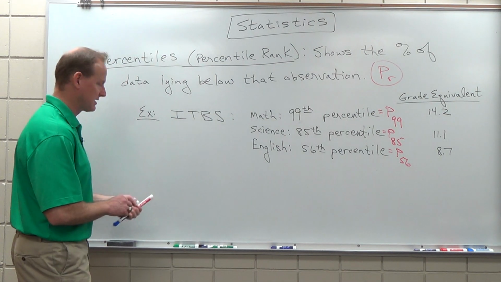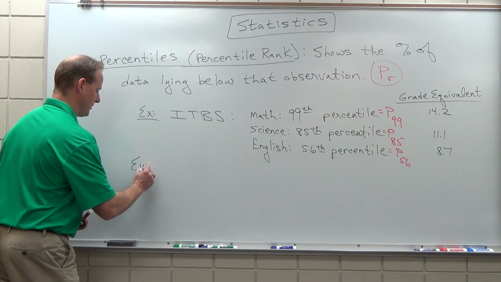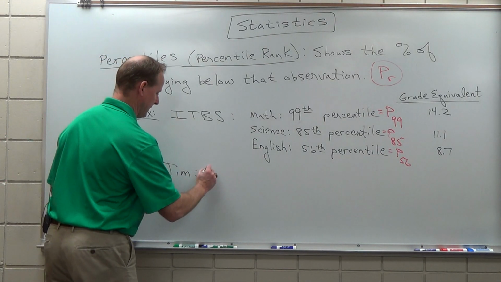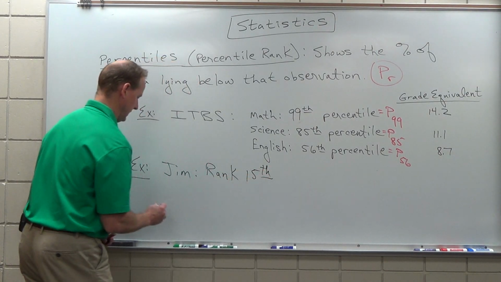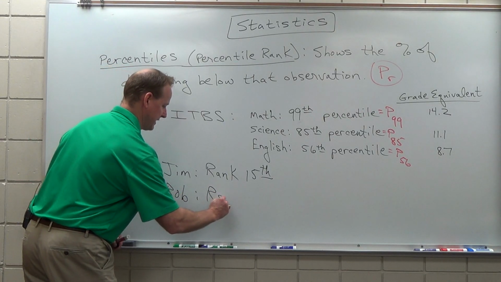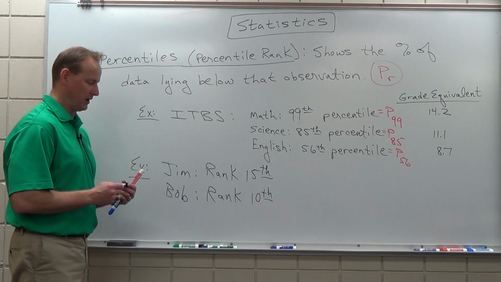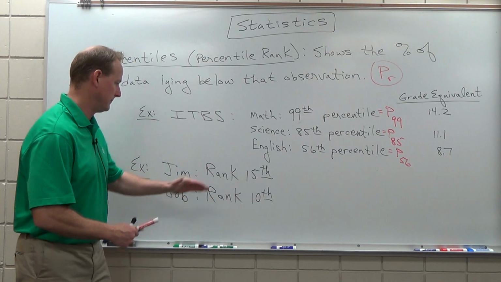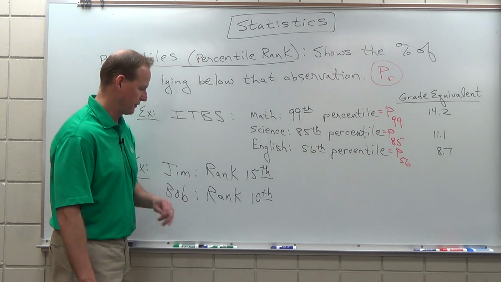So now let's take this and apply it to class rank. Let's look at another example. Let's take Jim, who has a rank of 15th in his class, and Bob, who has a rank of 10th in his class. Class rank is a little bit different. It says that there are only 14 students above Jim, and he's 15th in the pecking order, maybe by GPA or those types of things.